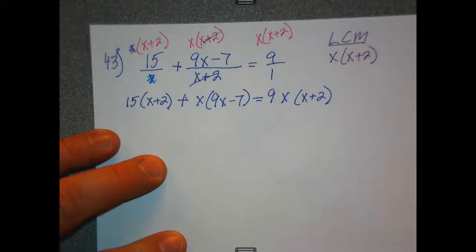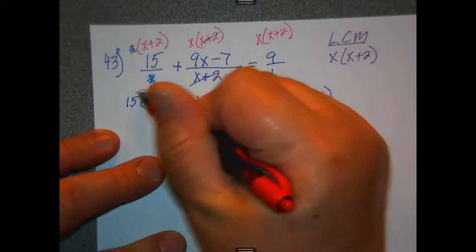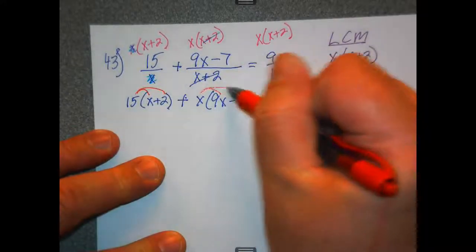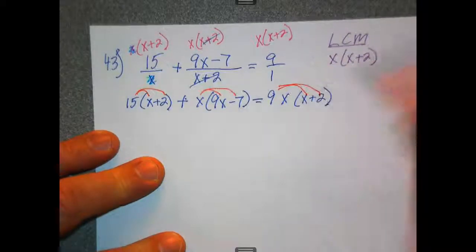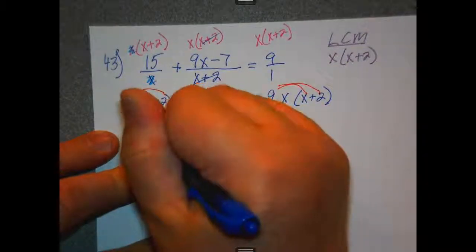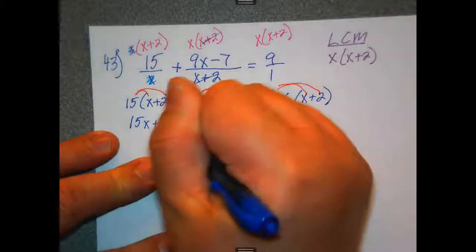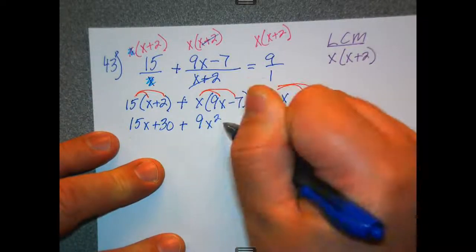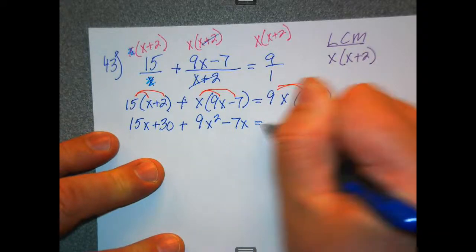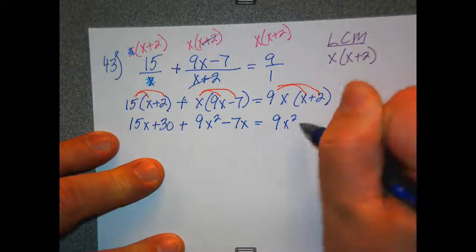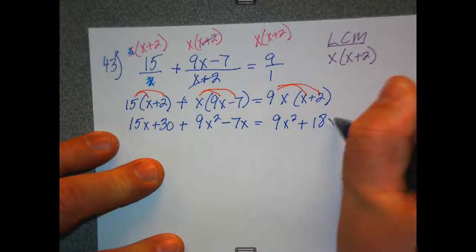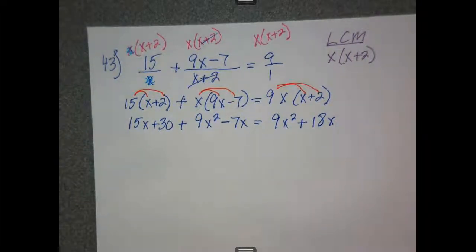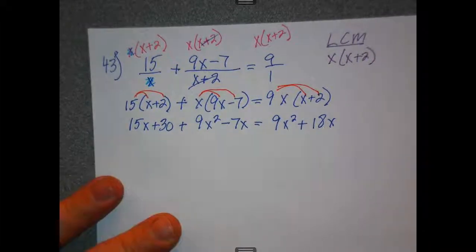Distribute. So I get 15x plus 30 plus 9x squared minus 7x equals 9x squared plus 18x. Okay, let's combine some like terms. Actually, what happens to our 9x squared? Cancels out.